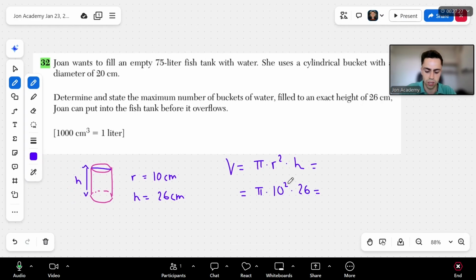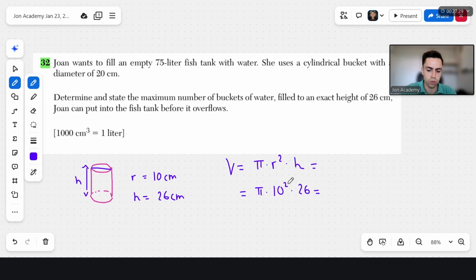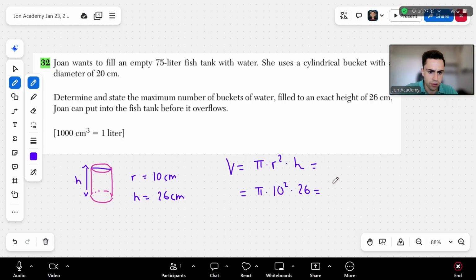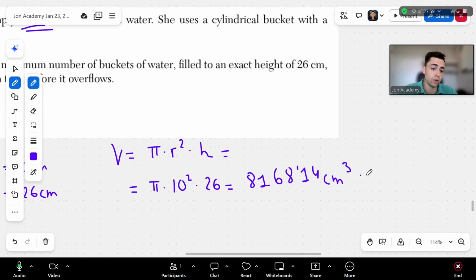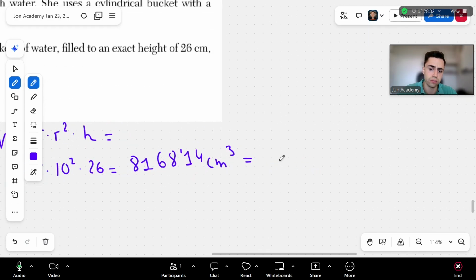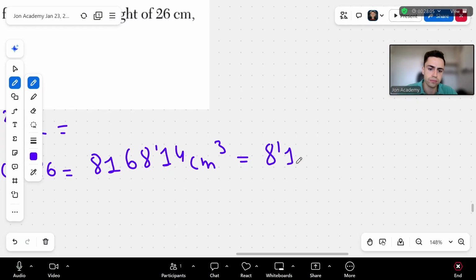Pi, we can do it on the calculator, times 10 squared times 26, which is 8,168.14 centimeters cubed. Okay, and then it was 75 liters, so we have to transform this into liters. They tell us here that 1000 cubic centimeters is 1 liter, so as we can see, it's dividing by 1000, no? So it will be 8.168 liters, each of the buckets.